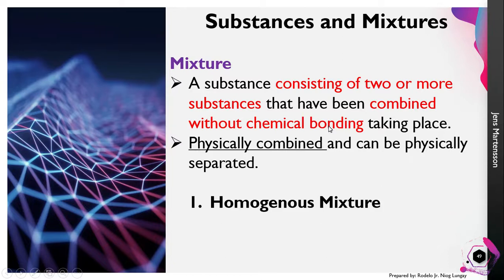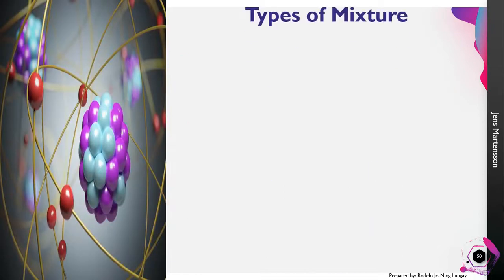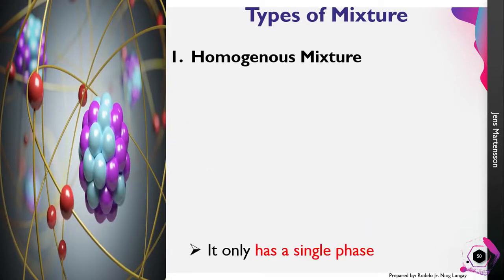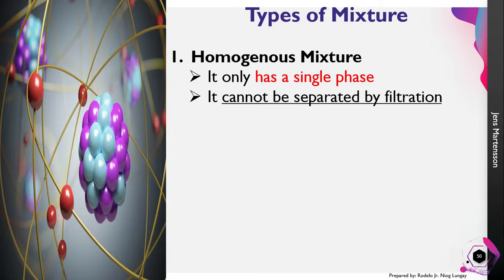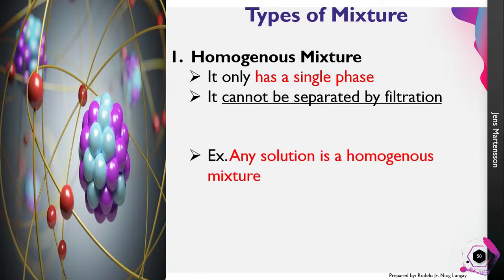So, we have two types of mixture: the homogeneous mixture and the heterogeneous mixture. Now, let's talk about homogeneous mixture first. A homogeneous mixture has only a single phase. It cannot be separated by simple filtration lang ang mga homogeneous mixture.